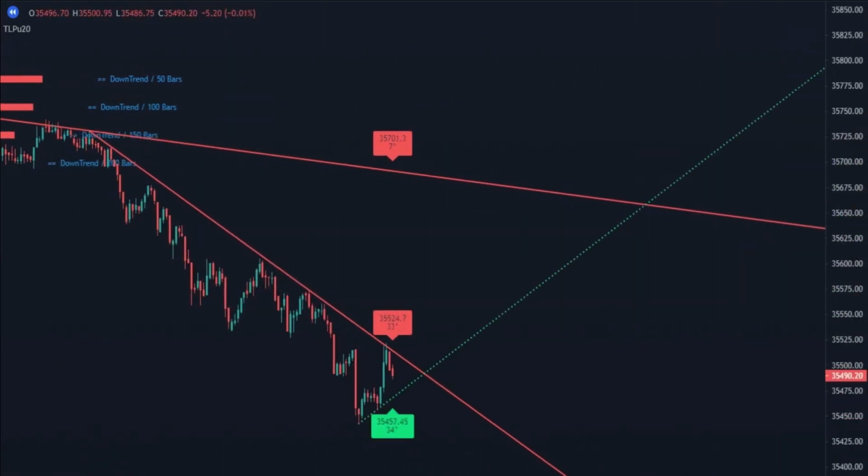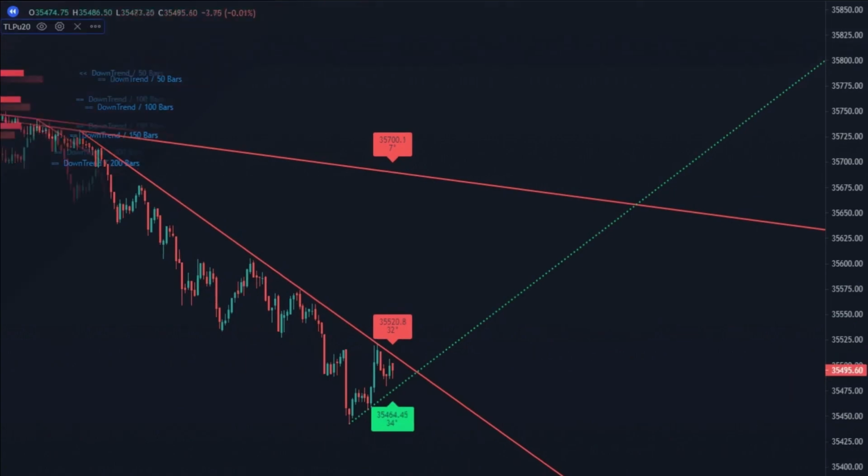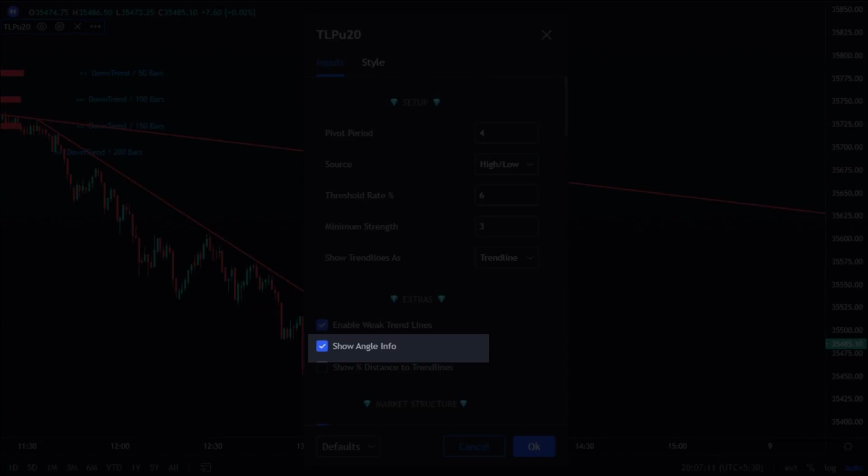Attempting to trade a trend line breakout with a steep angle will often put you in a difficult situation. The below setting will keep you informed about the trend angle.